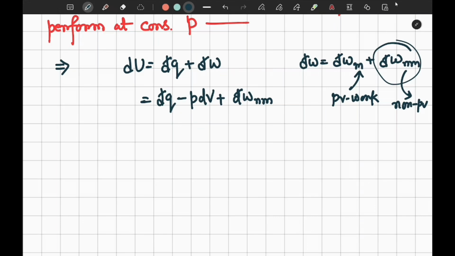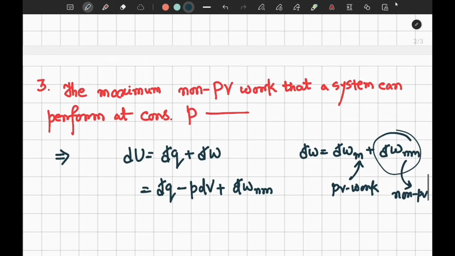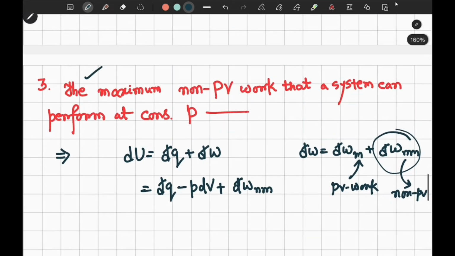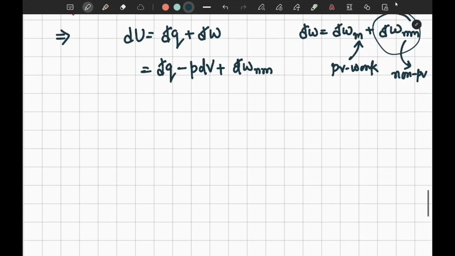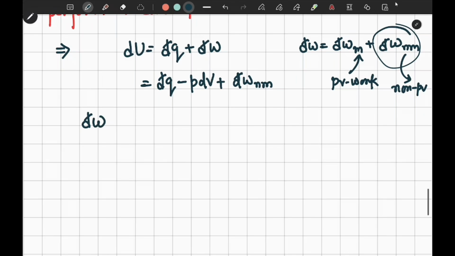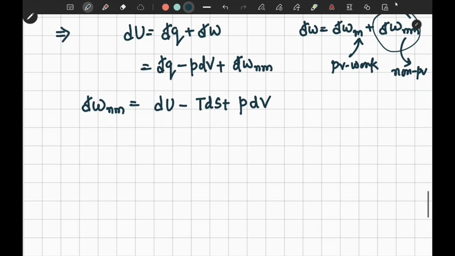Okay. So now we have to find out the maximum non-PV work. So from here you can write that the non-mechanical work is eventually dU minus d cross Q, which is TdS, plus PdV. Now from this equation we have to find out when the d cross W non-mechanical work will be the maximum. That thing we have to find out. Okay.